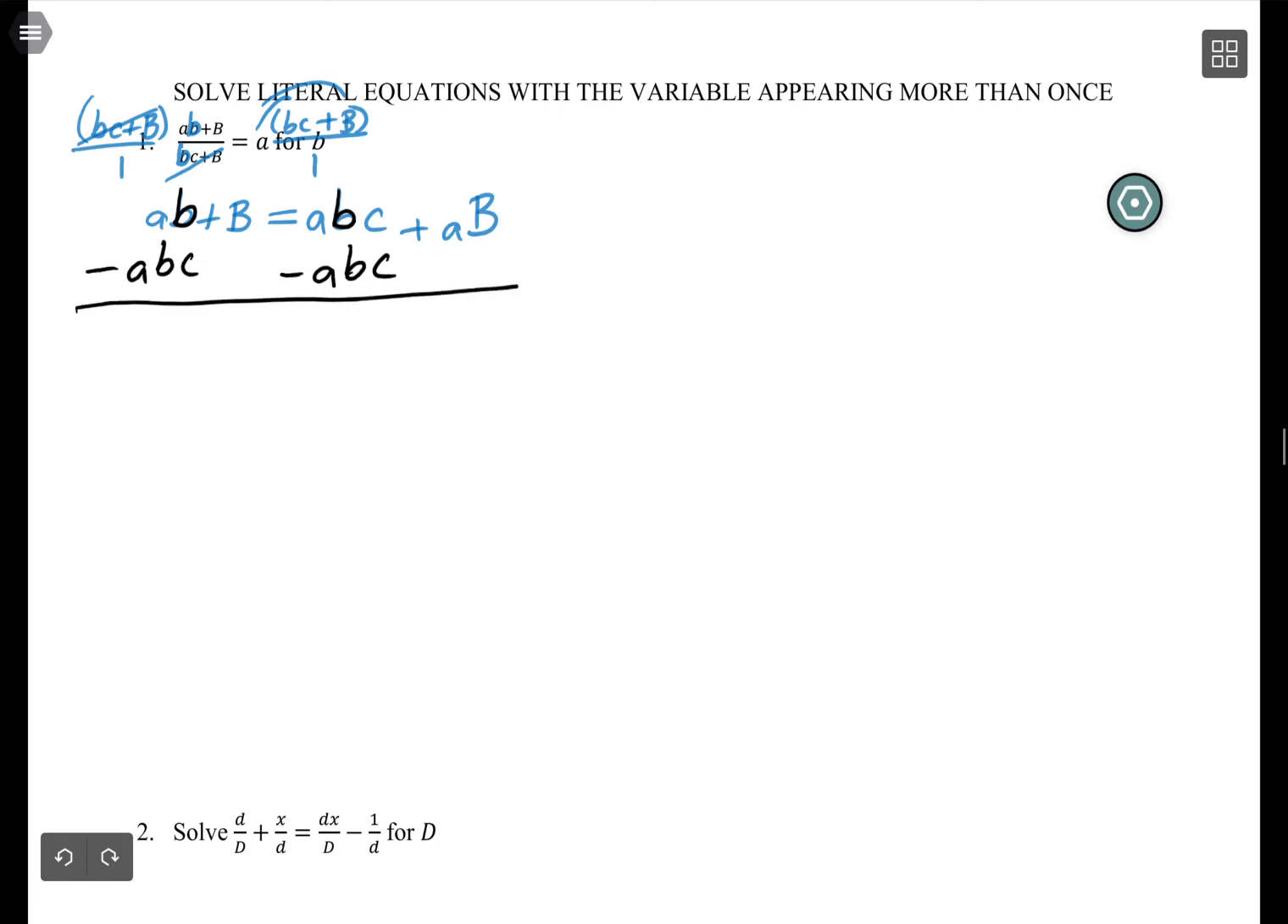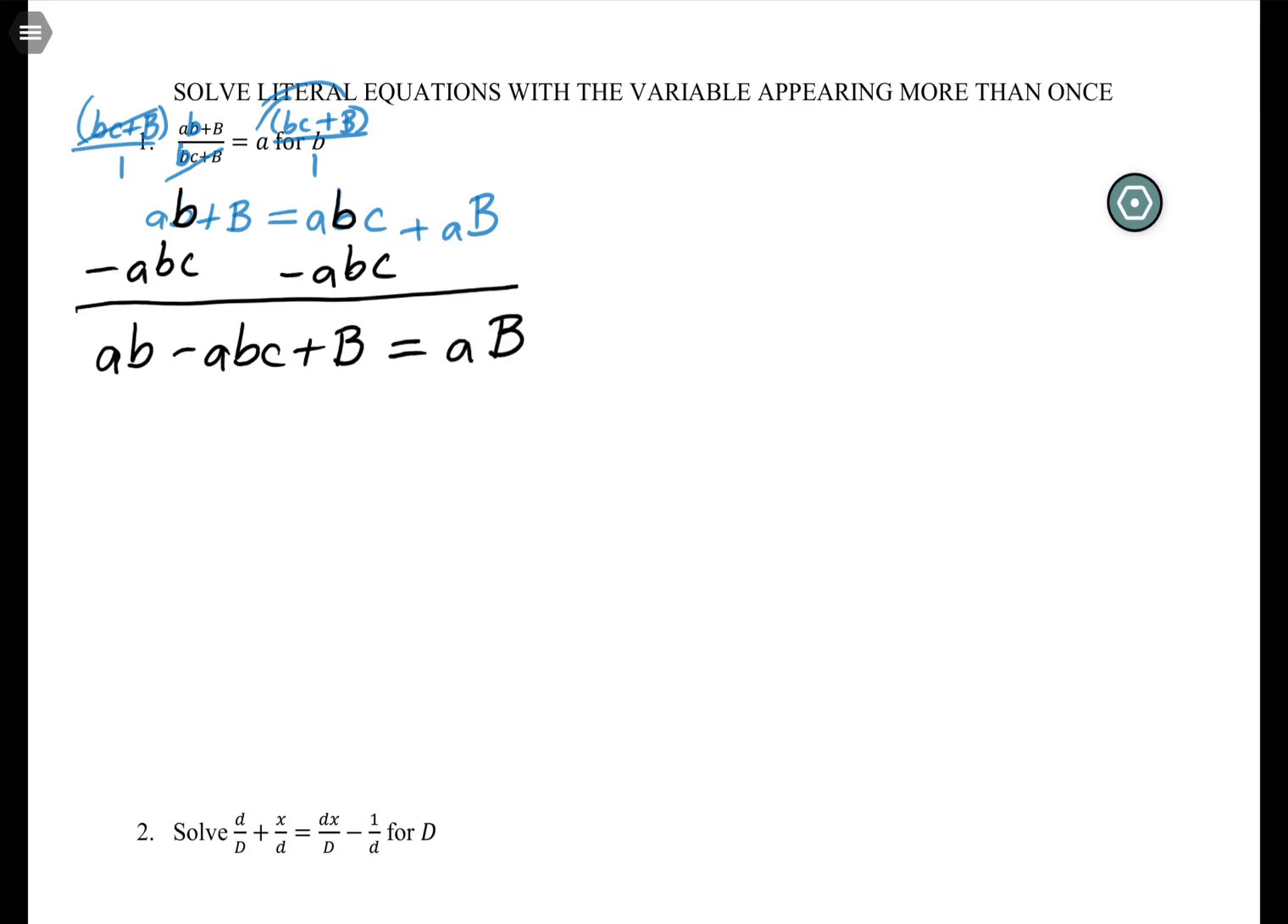So you have to be really careful here. AB and ABC are not like terms. AB and 3AB would be like terms, but that C, that different variable, makes them not like terms. So all I can do is write out AB minus ABC plus big B. On the other side, I'm only left with A times big B.